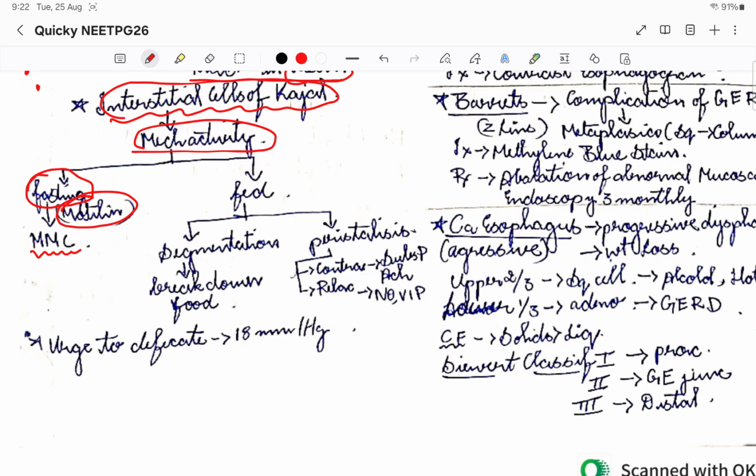Okay, so this is during the fasting, whereas during feeding, there are two things that are happening. One is segmentation, another one is peristalsis. Segmentation helps in breaking down of the food, whereas peristalsis will help the movement of food forward, from one end to the other end.